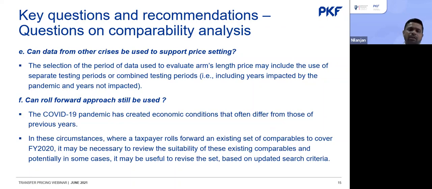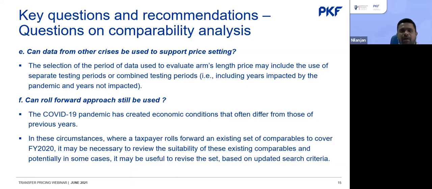Let's go on to the next question. Can the roll forward approach still be used? For people who are not really acquainted with the term roll forward, it simply means that for the comparable companies I have in the report, I do not do a full-fledged analysis. I just roll them forward by looking at their updated financials and updating their financial information, and that is it. But the OECD is saying this is not really a good option, considering that the companies were identified in a different business environment. The conditions were not the same.